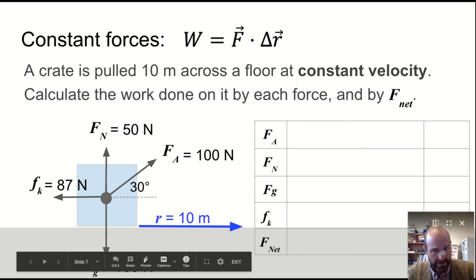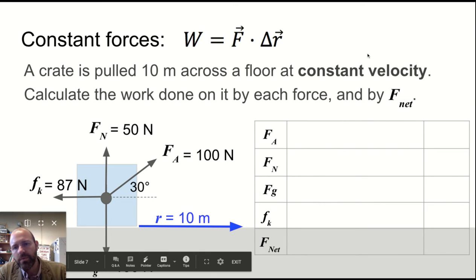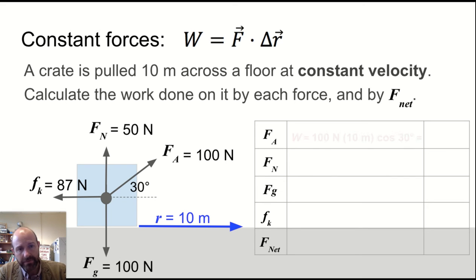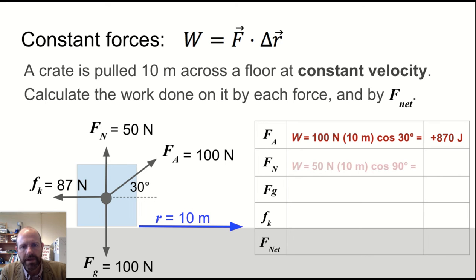Then we go to actually calculating these values. Well, what is the work done by the applied force? Well, that's 100 newtons times 10 meters times the cosine of 30 degrees, because that's how we use the dot product with magnitudes and angles, giving us about 870 positive joules of work. The work done by the normal force is going to be 50 newtons, 10 meters, but it's the cosine of 90 degrees because the angle between the force vector, which is vertical, and the displacement vector, which is horizontal, is 90, giving us 0 joules of work done by the normal force.